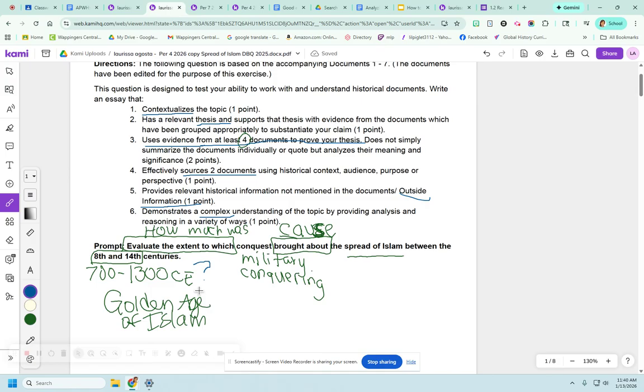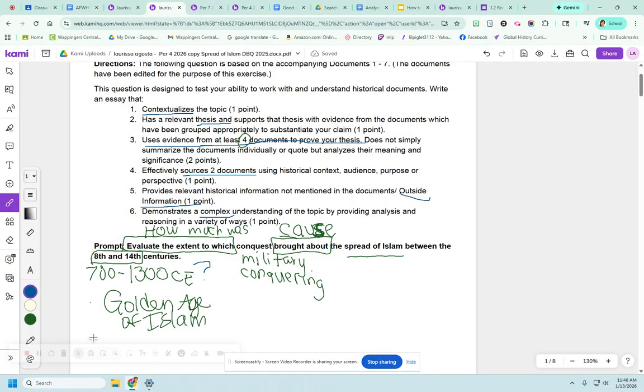Your documents are going to be what guides you to that answer. Because maybe you're thinking, yeah, it partly was military conquest that caused that, from what I know from my notes. And that's good. So then your third step is going to do a little mini brainstorm. What else do I know about this topic?